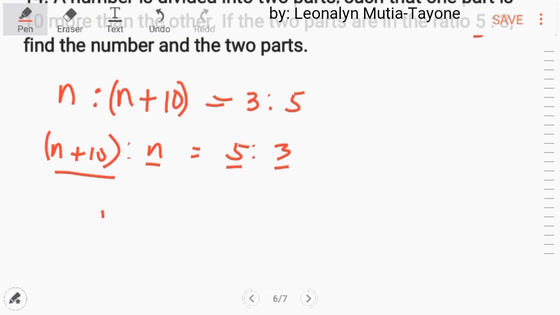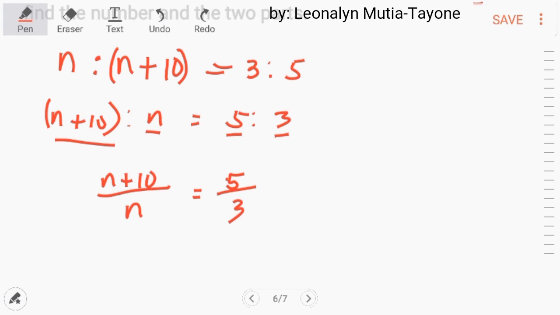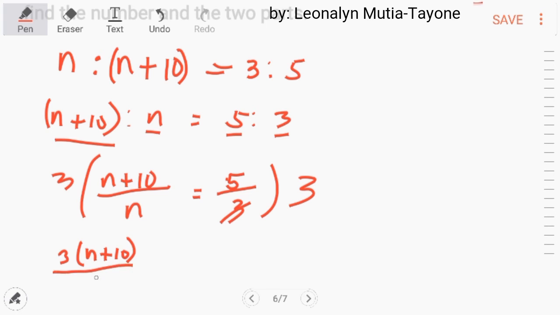Then, let's do this one. N plus 10 over n equals 5/3. Bali, equal ito at equal yan. Next, transpose natin si 3 dito sa kabila. Para mag-transpose tayo ng 3, mag-multiply tayo ng 3 to both sides. So, kung mag-multiply tayo ng 3 to both sides, makancel si 3 dito at dito na si 3. 3 times n plus 10 over n equals 5.